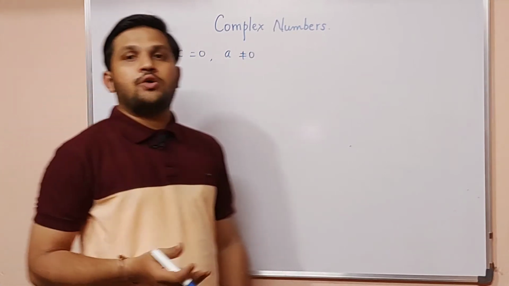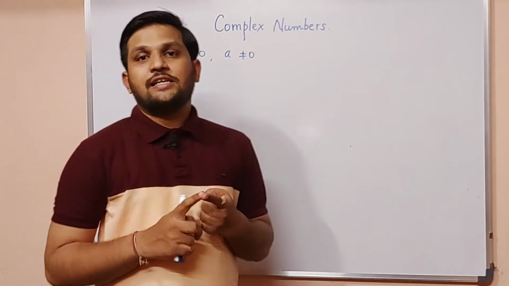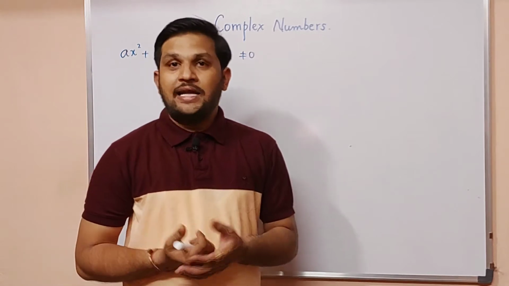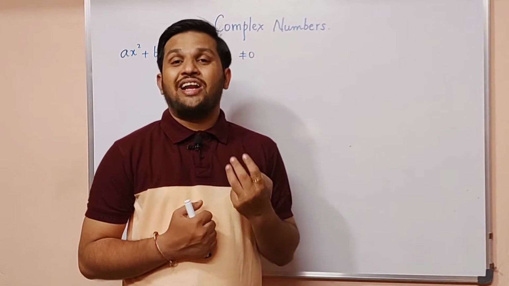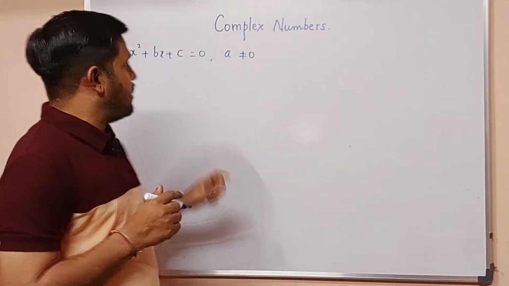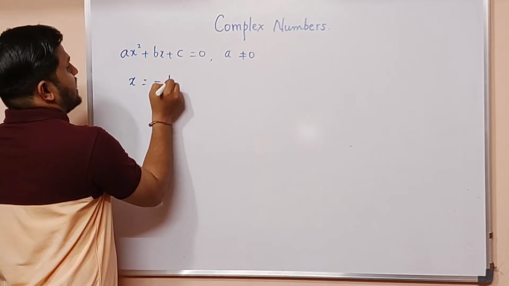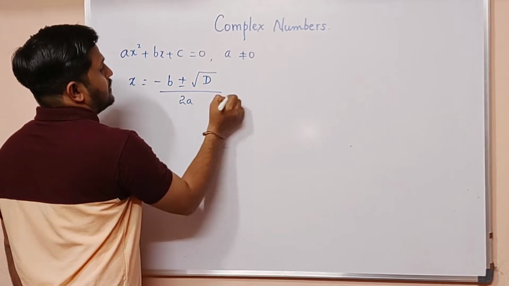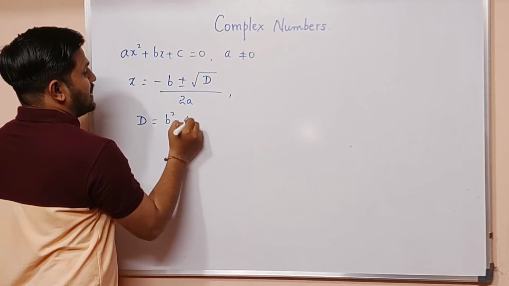In order to find the solutions of this quadratic equation, there are many methods. One is splitting the middle term. The second is the completing the square method. And the third is using the quadratic formula, Sridhara's formula. So let us look at the quadratic formula for any quadratic equation. The quadratic formula is given by x equal to minus b plus or minus under root of D divided by 2a, where D stands for discriminant and it is b square minus 4ac.